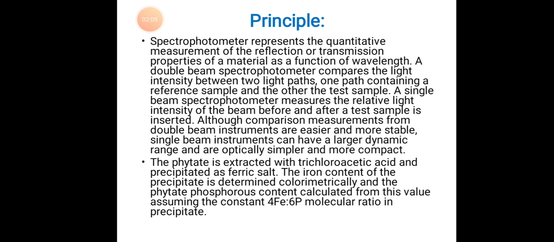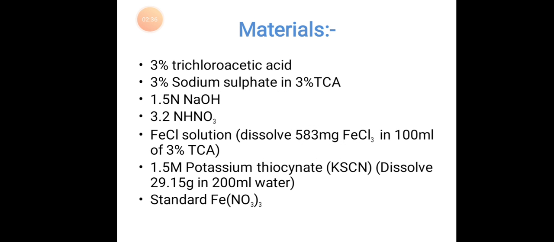The phytate is extracted with trichloroacetic acid and precipitated as ferric salt. The iron content of the precipitate is determined colorimetrically and the phytate phosphorus content is calculated from this value, assuming the constant 4 Fe to 6 P, that is, 4 iron to 6 phosphorus molecular ratio in the precipitate.